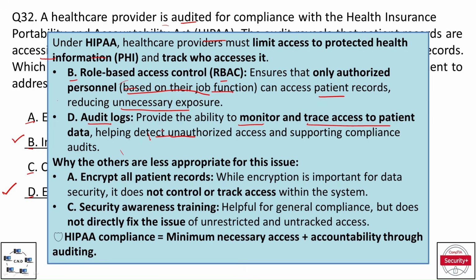Why are the others less appropriate for this issue? Option A, encrypt all patient records. While encryption is important for data security, it does not control or track access within the system. And option C, security awareness training is helpful for general compliance but does not directly fix the issue of unrestricted and untracked access. So HIPAA compliance is minimum necessary access plus accountability through auditing.